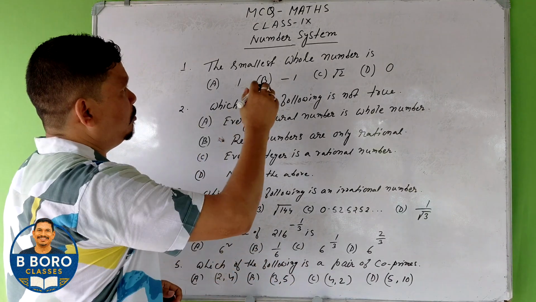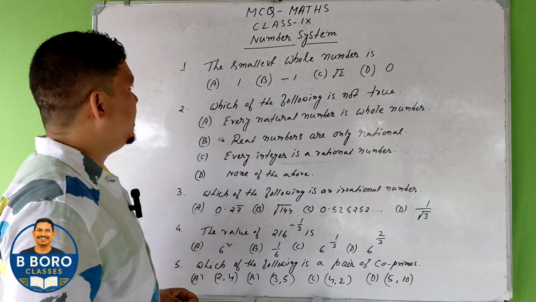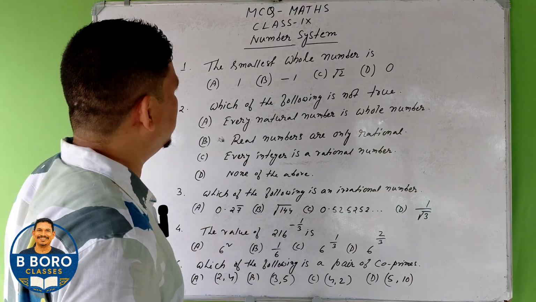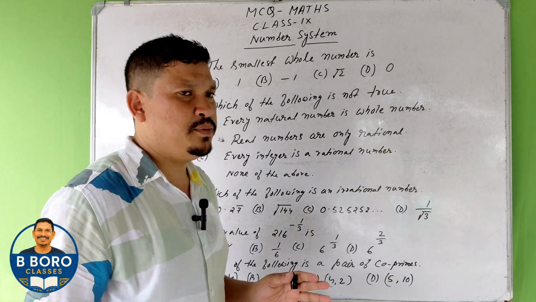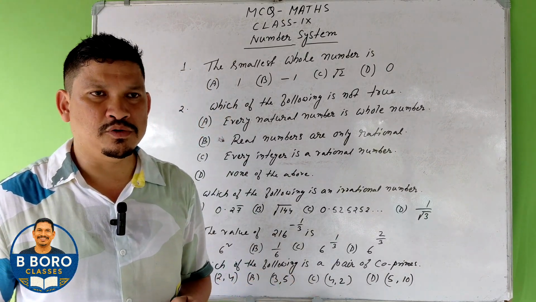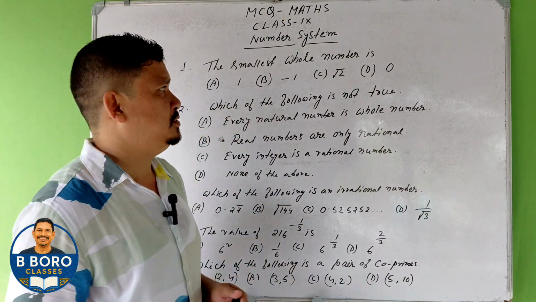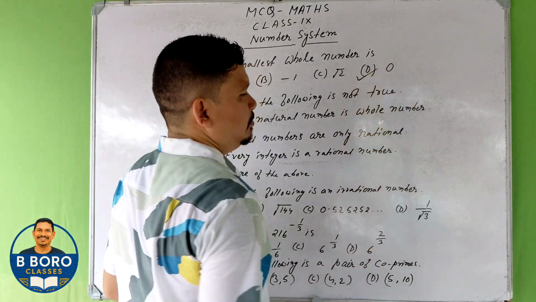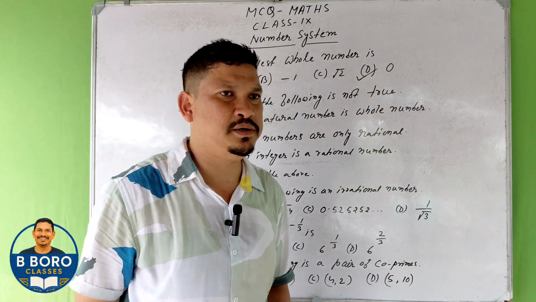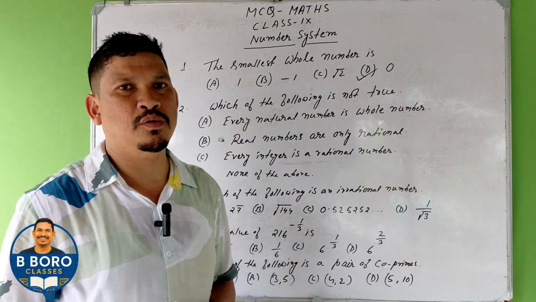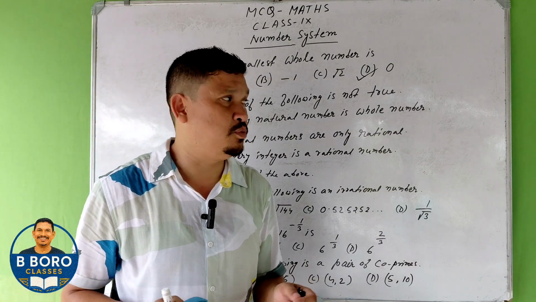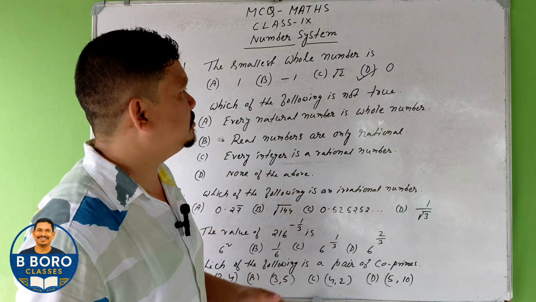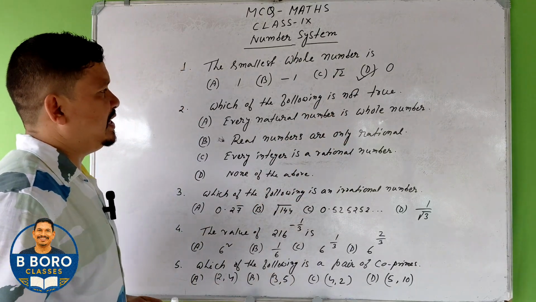The first question is: the smallest whole number is. We are given 4 options. Option A is 1, option B is -1, option C is √2, and option D is 0. Everybody knows the smallest whole number is always 0. So the correct option is option D, because the whole numbers start from 0. So 0, 1, 2, 3, 4 till infinity. These numbers are known as whole numbers, and the smallest whole number is 0. So option D, equal to 0, is the right option.